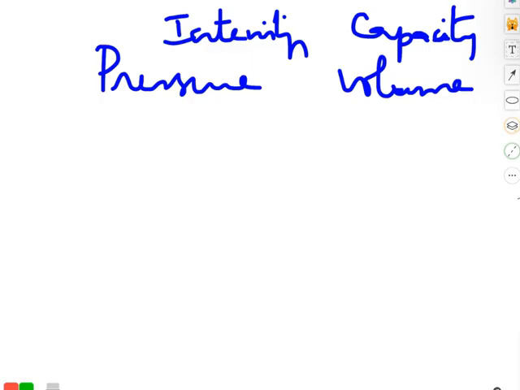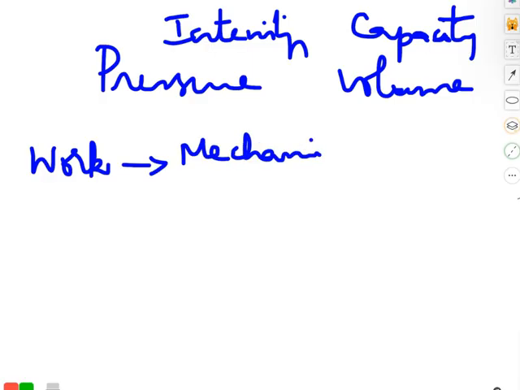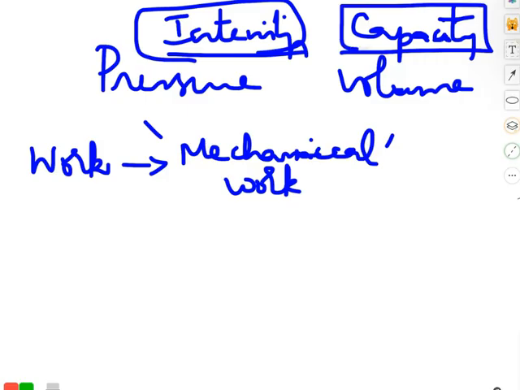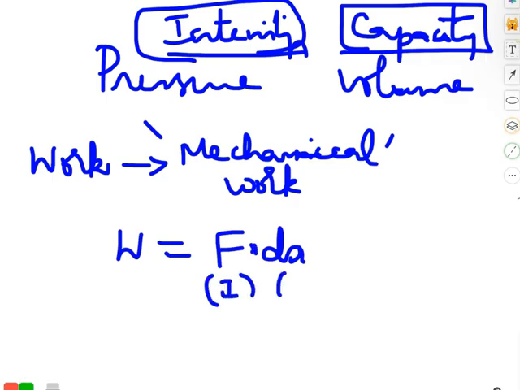What is work then? Pressure into change in volume. Work is mechanical work. You can call it any physical work, since physically there is a displacement taking place. Since it has an intensity part and a capacity part, W is equal to F into dx, where F is your intensity and dx is your capacity.